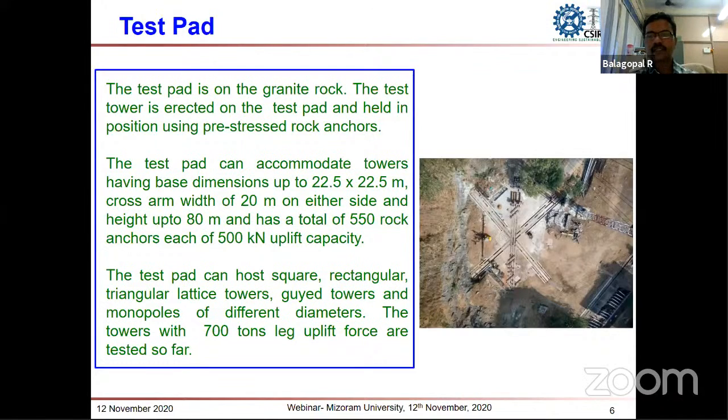Here we can test the transmission tower up to a maximum width of 22.5 meters by 22.5 meters, and we have pre-stressed rock anchors. These rock anchors can resist an uplift load of 550 tons, and we have tested transmission towers up to a maximum uplift force of 700 tons. That is the maximum uplift force we can test.